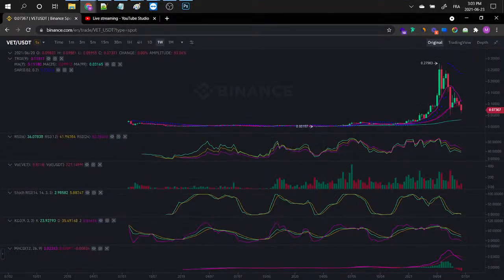And let's check out the MACDs here. MACD is right here. So it's definitely looking like it's gonna reach for another round of a red bar for this week, unfortunately. So this is definitely a risk.